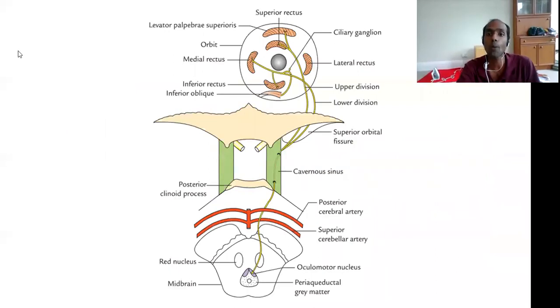Finally, it enters the orbital apex, where you have the optic nerve and the 3 nerves together. So you get 3, 4, 6 involved with loss of visual acuity or reduction of visual acuity if it's an orbital apex lesion.